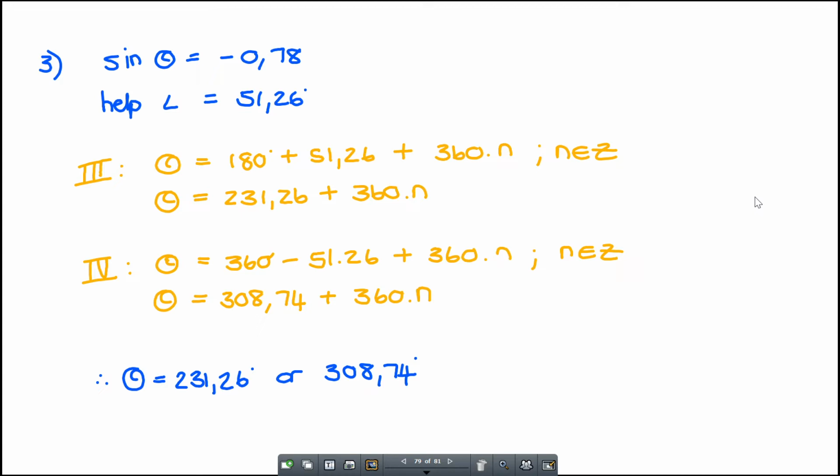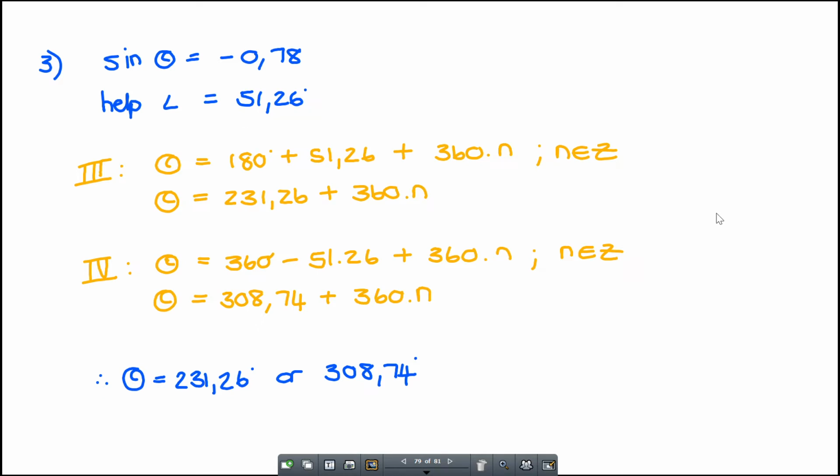Sin theta is gelyk aan minus 0,78. Now people, remember that when you get that help angle, we press shift sign, but we do not use that negative. Wanneer gebruik ek daai negatief? Wanneer ek gaan kyk in watter kwadrant hy lê, né? Okay, so shift sign 0,78 gave me the 51,26. Nee, so moenie jou negatief gebruik daar nie.